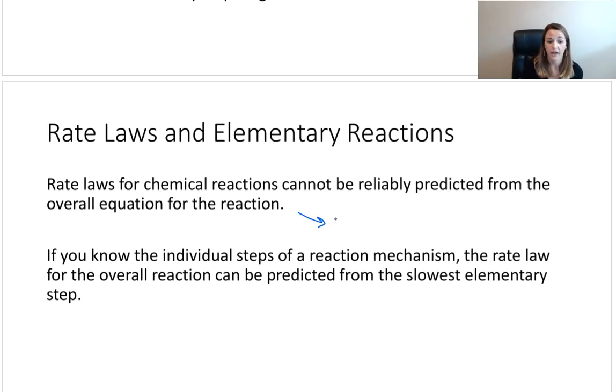If you remember, we had all of that data. It was the initial rates process where we looked at all that data, quantified it, and were able to determine a rate law. But just like we did with data, we have to do the same thing for mechanisms. You cannot look at an overall chemical equation and come up with a rate law. It's not going to work. Instead, what we do is we look at the slowest elementary step within the mechanism for the overall reaction, and then we can come up with a rate law.